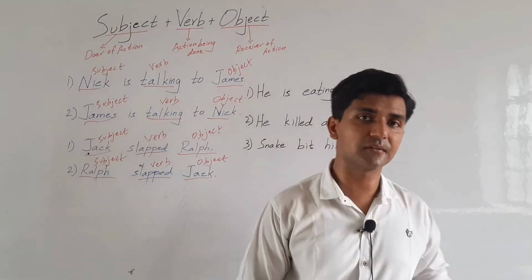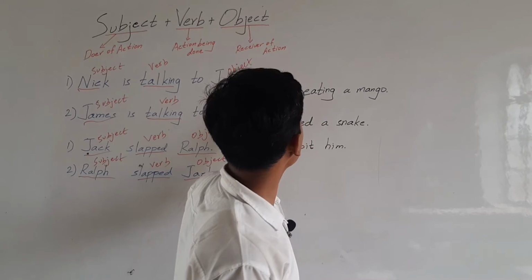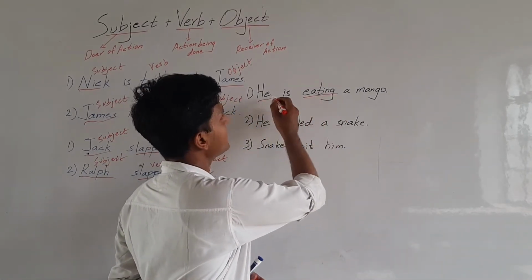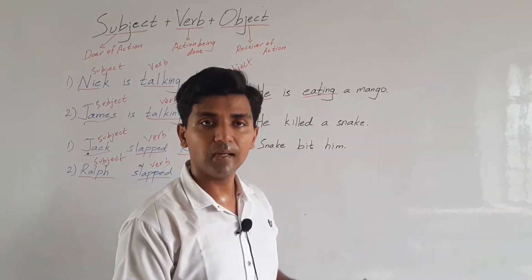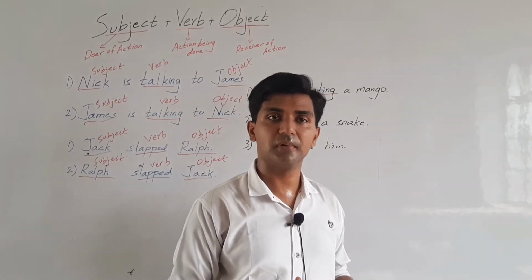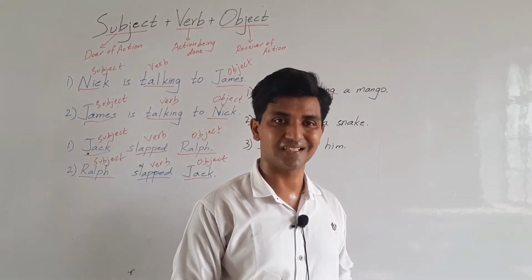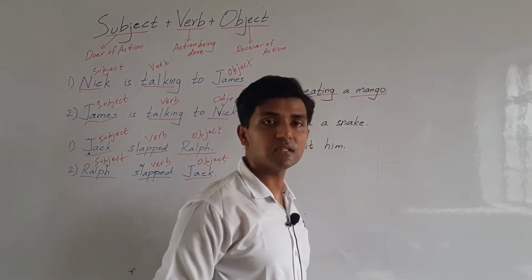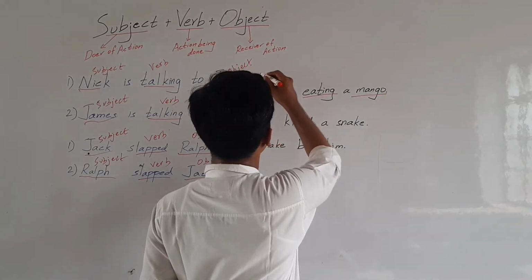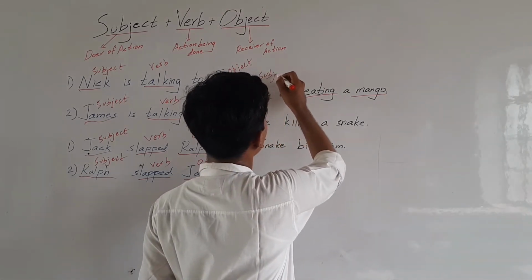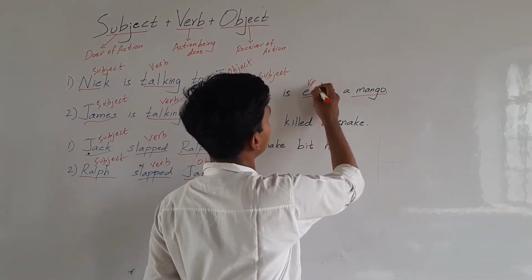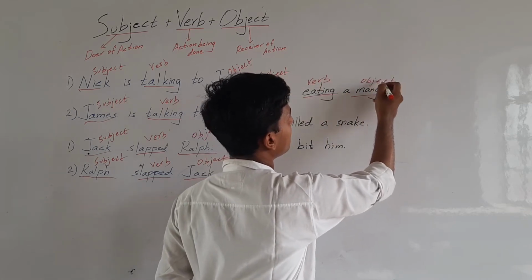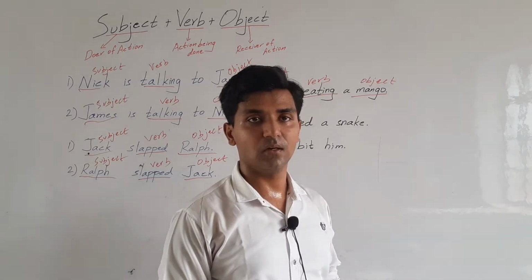Now let's take another example. Here is another example. He is eating a mango. So here is a person, he is the subject, and what's the action being done by him? He is doing the action of eating. So his action is eating, and what's he eating? He is eating a mango. So he is the subject, eating is the verb, and mango is the object.